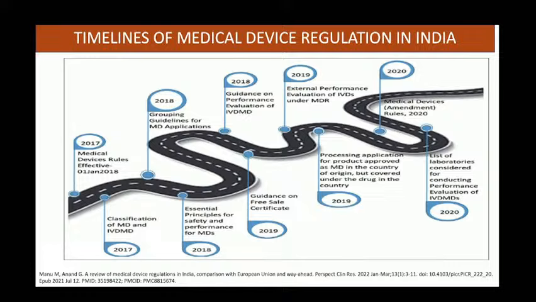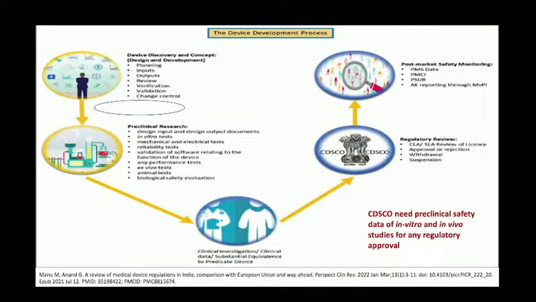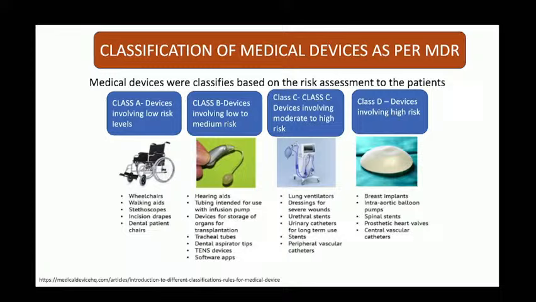So you have to have a device discovery and concept, a preclinical research, a post-market survey and monitoring, and then regulatory review. And the regulatory review is so important that if your regulatory review is not up to standards, and if your device fails, then it is very dangerous. And that is why it takes so much of time. It requires animal experimentation. It requires different types of experimentation.